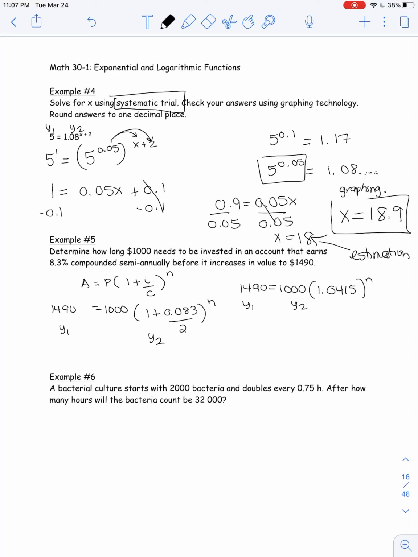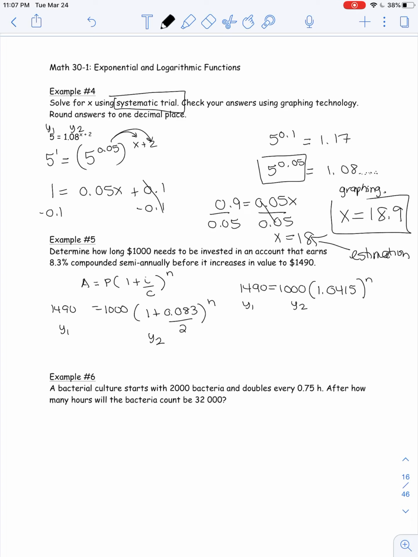So I would do y1, y2, find the intersection. Okay, so that's what I'm going to do to my graphing calculator. So I would go 1490 into y1, 1000 times 1.0415 to the power of x. Change my window. We know that the y's will have to go maybe from like 1000 to 1500. The reason being, as long as I can see 1490, that's all that matters in this scenario.